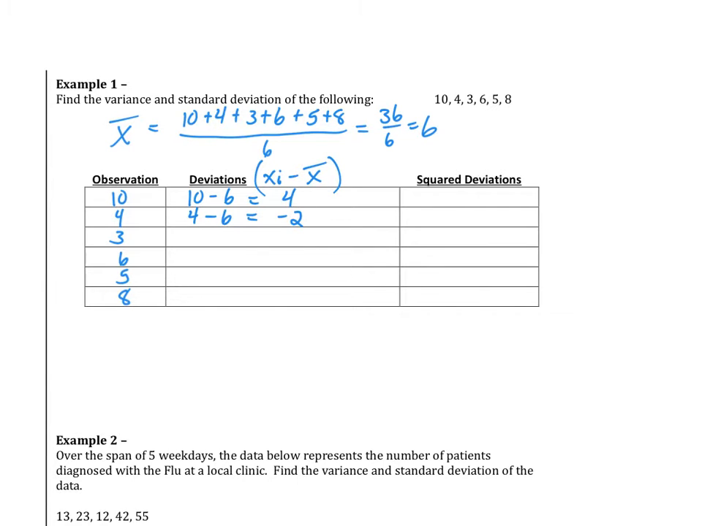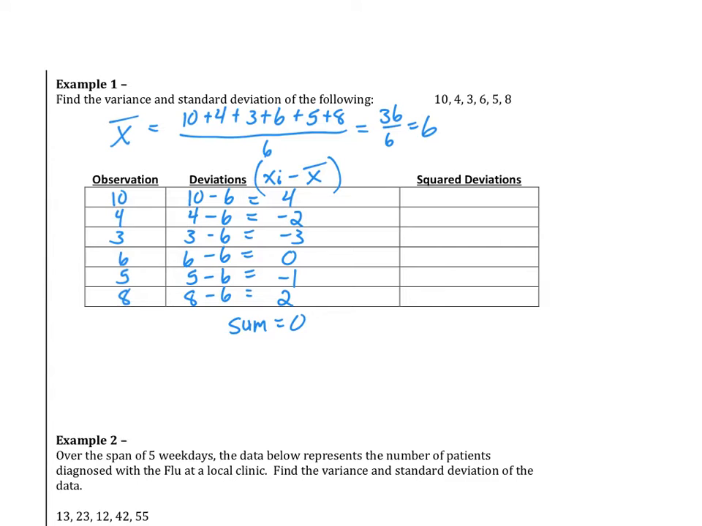The next one is 3 minus 6 is negative 3. 6 minus 6 is 0. 5 minus 6, we get negative 1. And then 8 minus 6 is 2. So you find the difference from the mean for all these. And then if you actually add these all up, 4 plus negative 2 plus negative 3 plus 0 plus negative 1 plus 2, you'll get the sum is going to be 0.